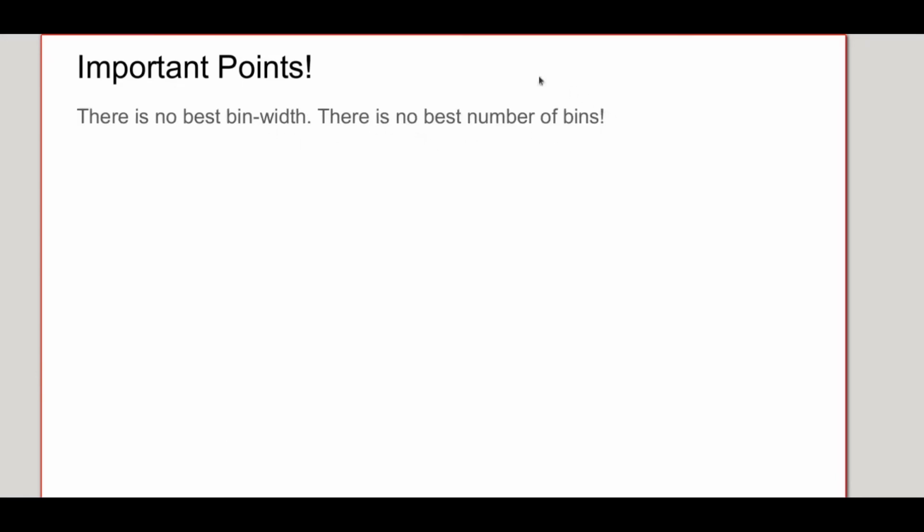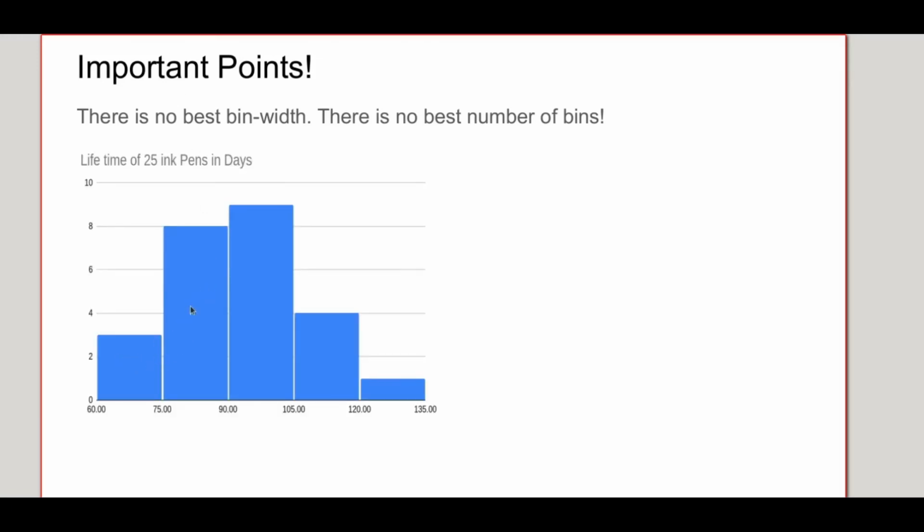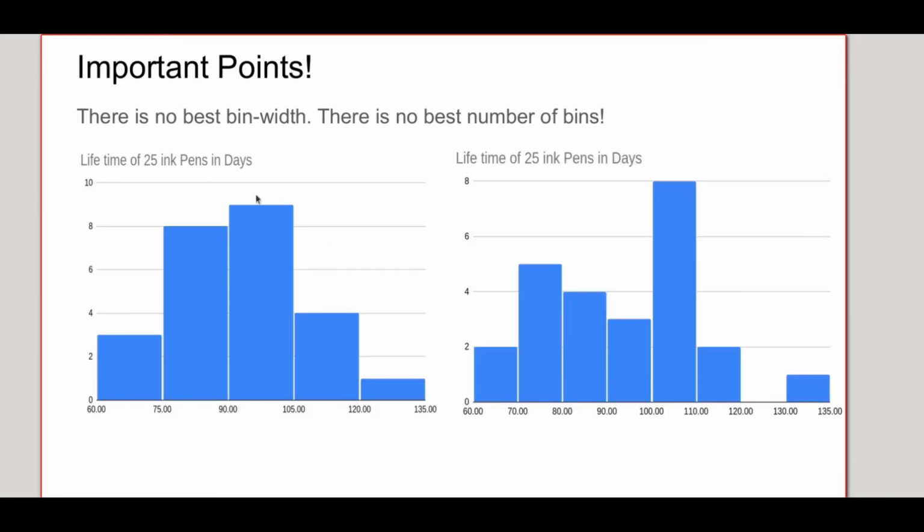There's no best number of bins either. Each choice of those makes a difference in what we're seeing. So here's our original shape with a bin width of 15 days. What if we rebin that to have a bin width of just 10 days? Notice that these are exactly the same data, and this shows me that 8 of the pens lasted between 100 and 110 days, rather than 90 and 105 days.